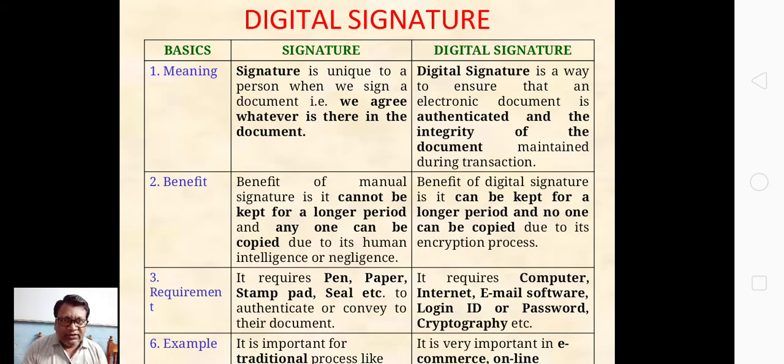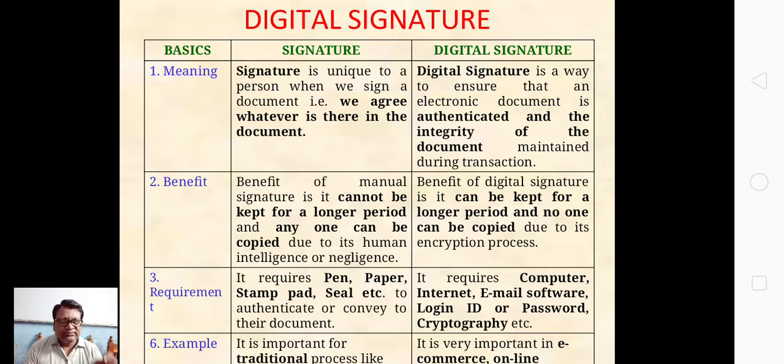A signature is unique to a person when we sign a document. As I told you 2 minutes before, we agree to whatever is there in the document. The meaning does not change for signature, digital signature, or electronic document signature, or e-document. Now, what is this digital signature? Same thing, it should be trusted by someone, but what is that trust percentage?